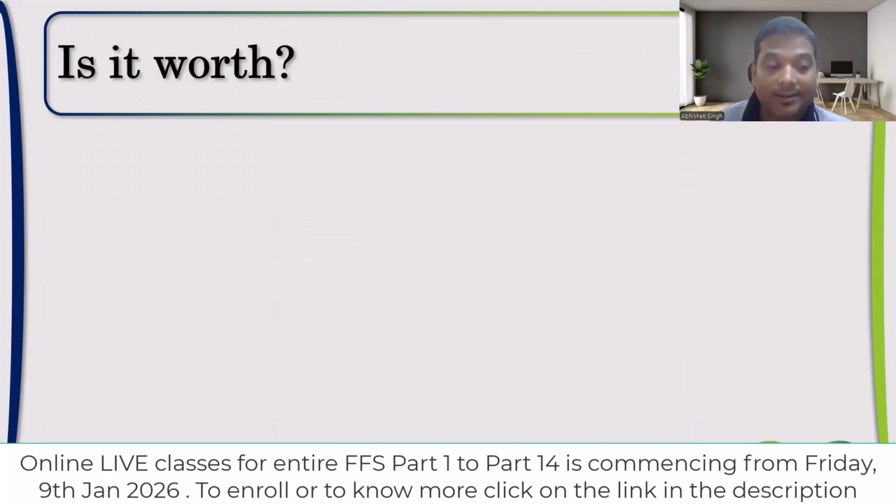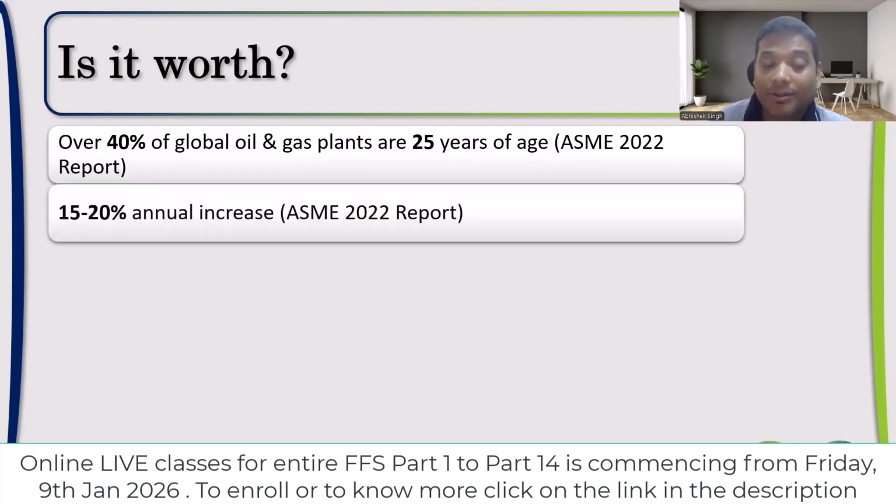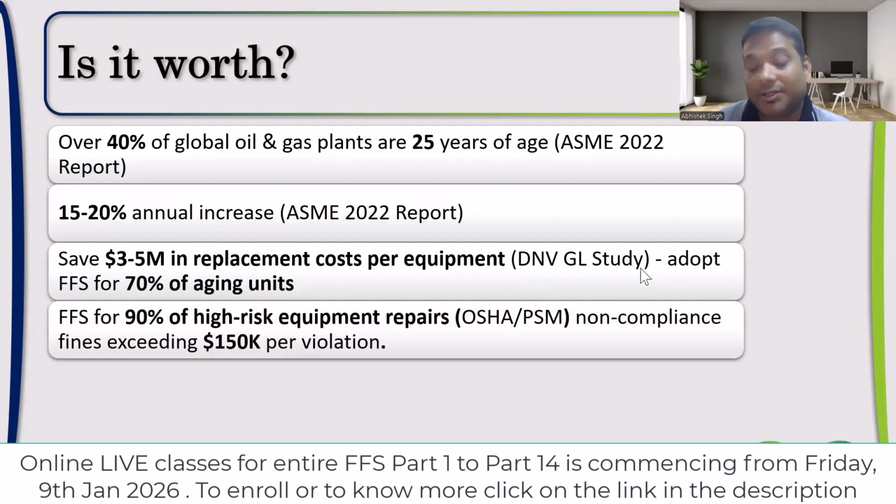Now, first of all, whether it is worth it for all of us to do it. Some data, like I shared: the majority of global oil and gas plants are more than 25 years of age, and if you think about 15 years of age, then 80% will be around that. This is from the official ASME report 2022. So now all the older plants will require assessment. It has become mandatory, like the DNV GL study says, or even OSHA and PSM.